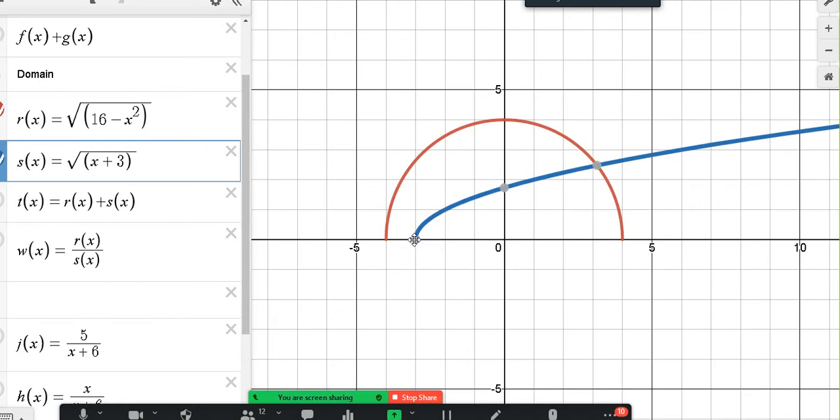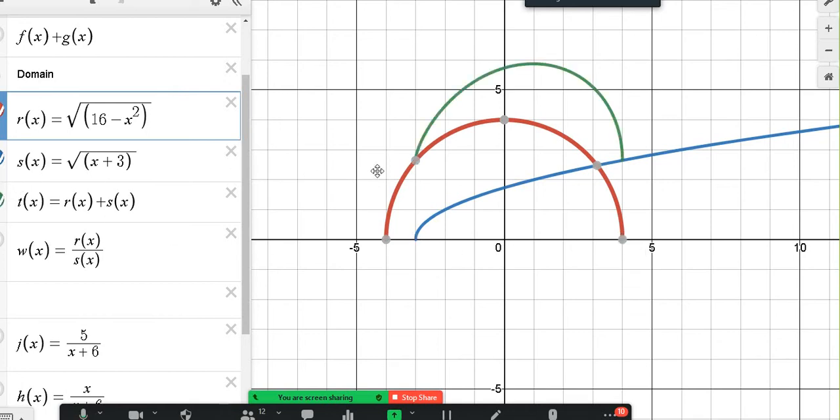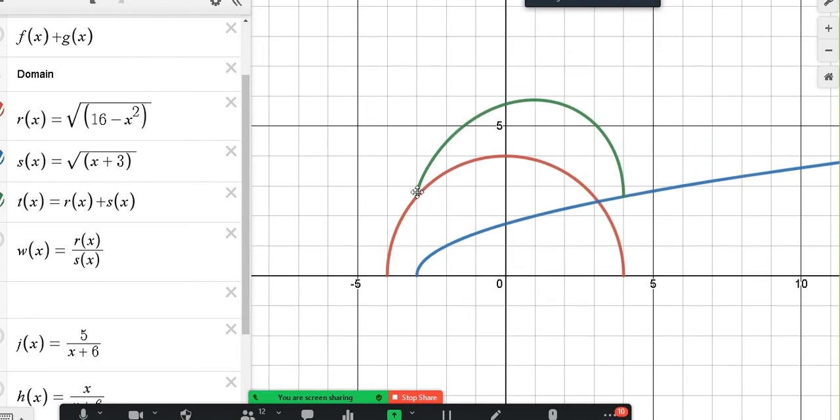If I put those two functions together, say add them together to get this total function, then it's only going to be defined where both graphs are defined. So it should be defined, say, from -3 to 4. And let's see that that's true. If I add these, bingo. Look at the green graph.